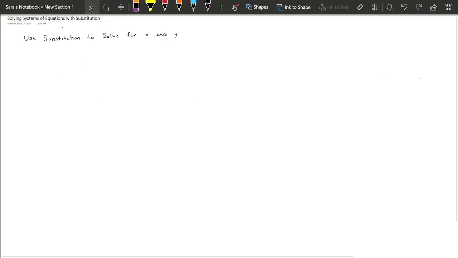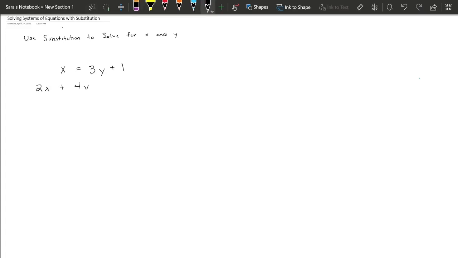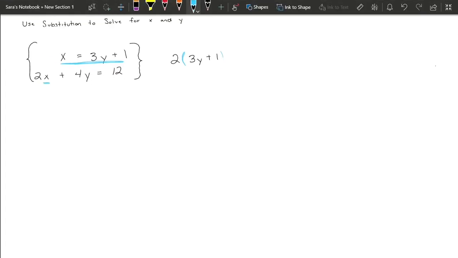In this last example, we will be using the distributive property. Our system of equations is x equals 3y plus 1, 2x plus 4y equals 12. We are going to plug our x value from the first equation into our second equation. We will get 2 times (3y plus 1) plus 4y equals 12.